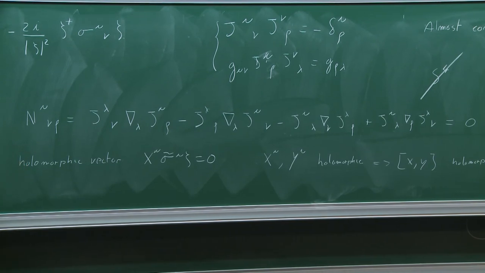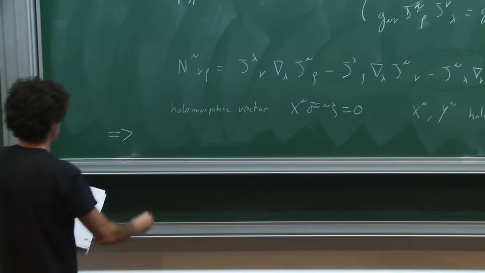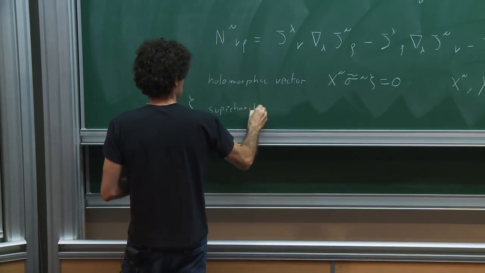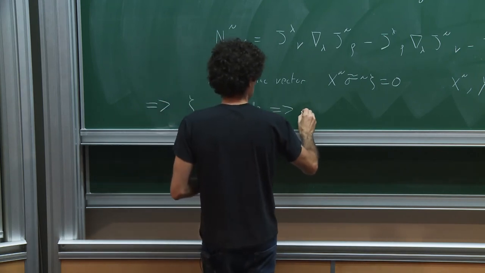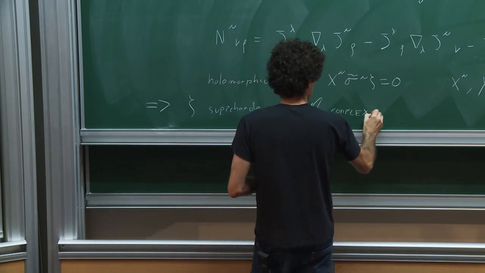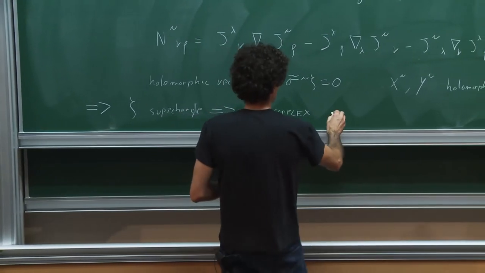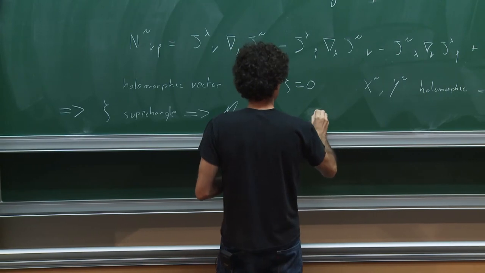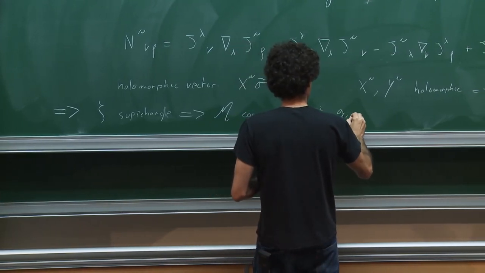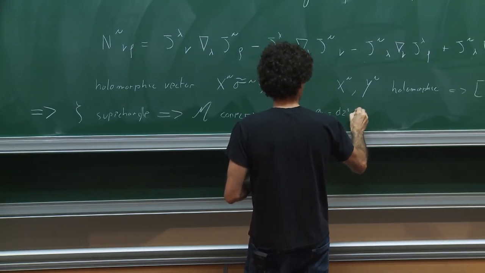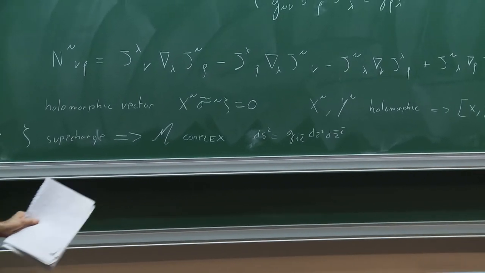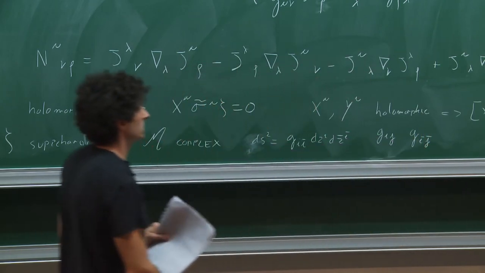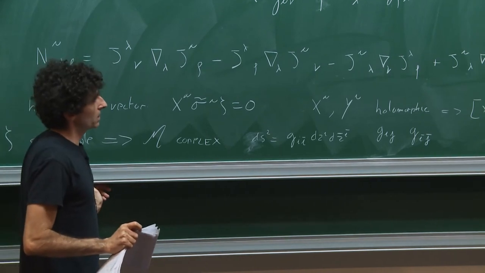So as a conclusion, if there is a supercharge, zeta, satisfying those equations, it implies that the manifold is complex and that the metric is compatible with the complex structure. This means that if we choose appropriate coordinates, we can write ds squared as g_{i jbar} dz^i dz-bar^jbar. So in particular, the metric does not have any g_{ij} or g_{ibar jbar} components.